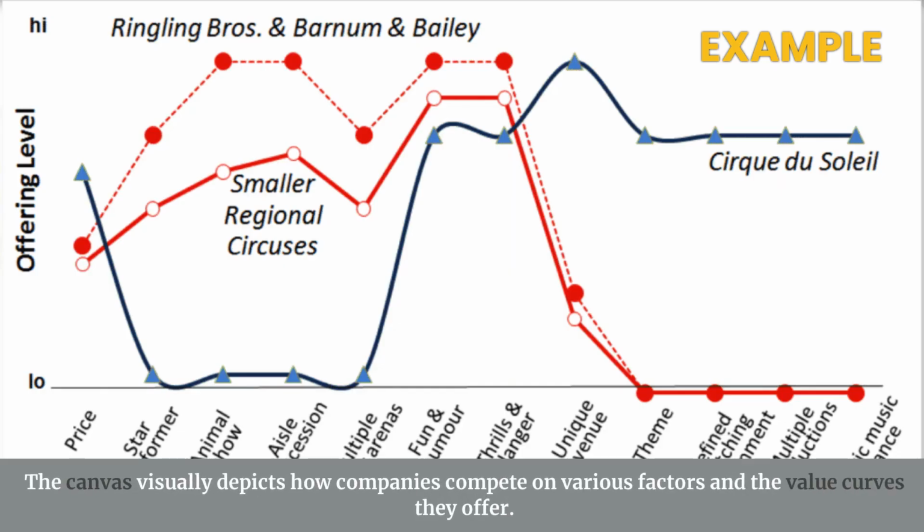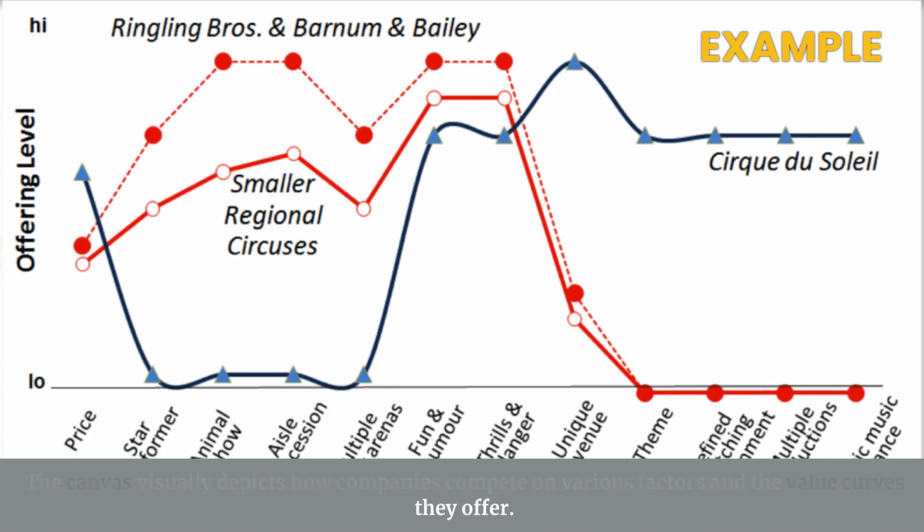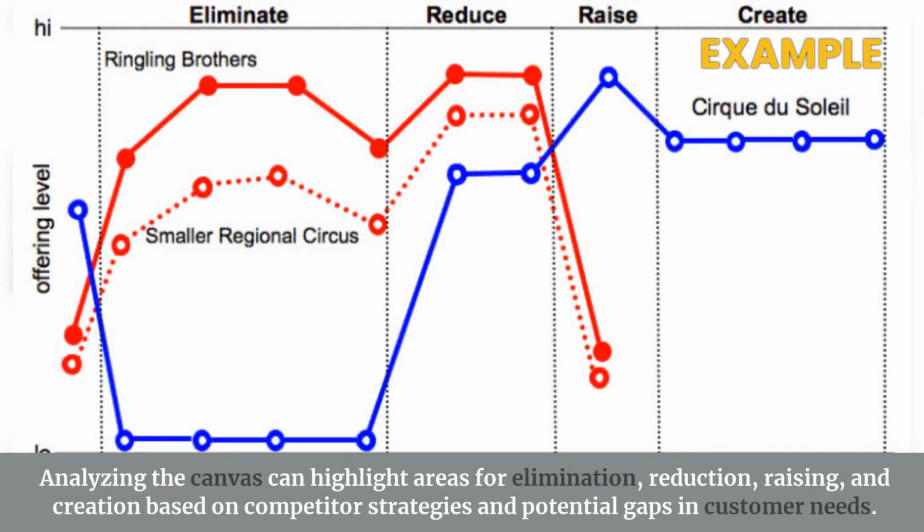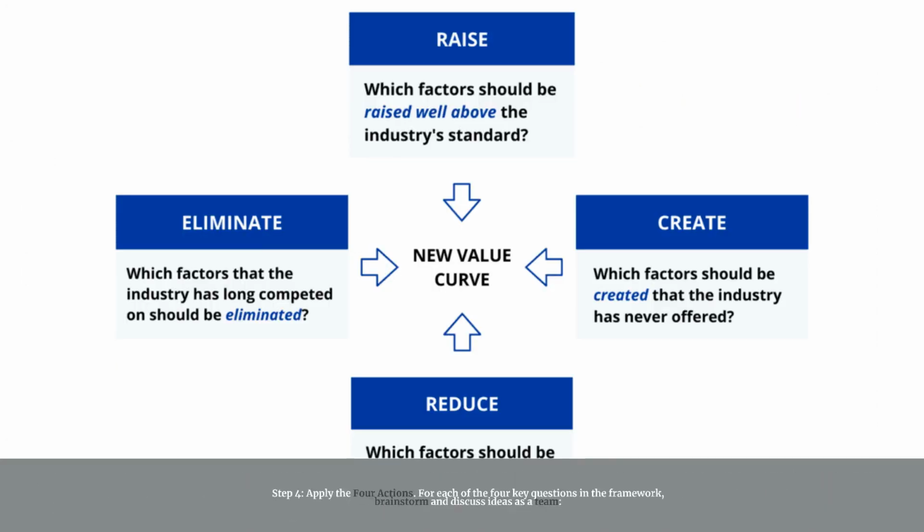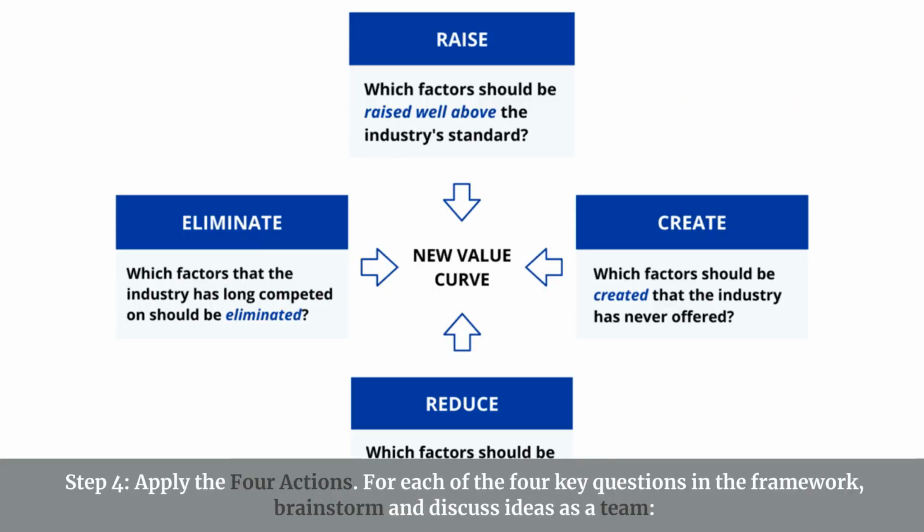The canvas visually depicts how companies compete on various factors and the value curves they offer. Analyzing the canvas can highlight areas for elimination, reduction, raising, and creation based on competitor strategies and potential gaps in customer needs. Step 4. Apply the 4 actions.